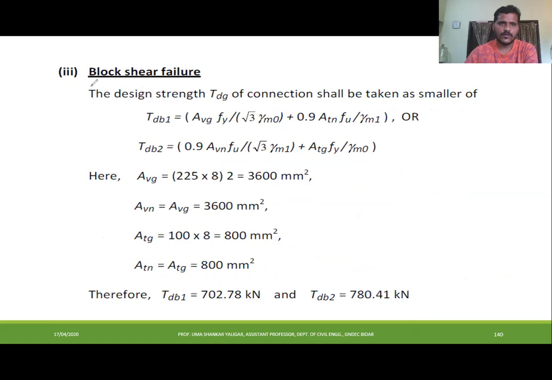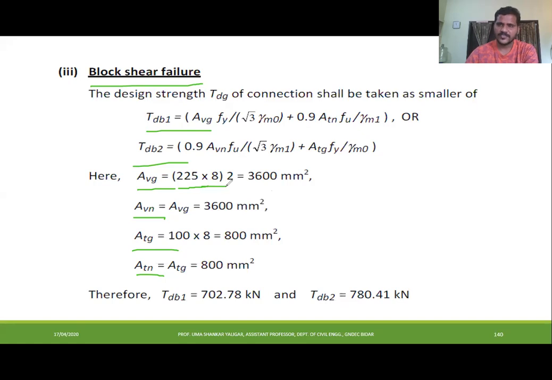Then the third one is due to block shear failure, the design tensile strength due to block shear failure. These are the two formulas we are using. But here the most important thing is how to calculate your Avg, Avn, and Atg, Atn. As it is a welded connection, normally we will consider the welding length here. The welding length is given as 225.